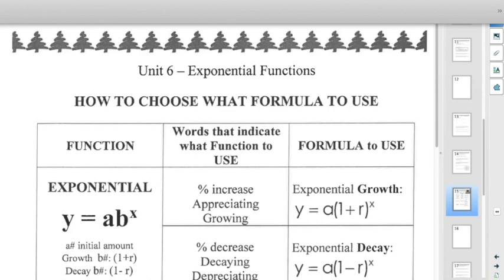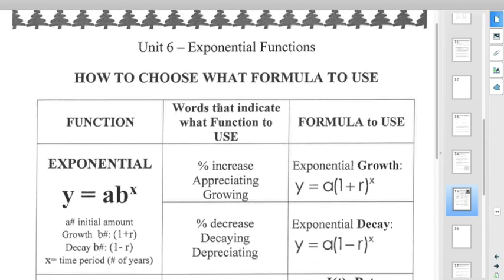Exponential functions, application word problems. So this page that you're looking at here, how to choose what formula to use, is a nice indication to tell you what formula you're using, especially with word problems. So here we know exponential is y equals ab to the x, where a is your initial amount, your starting value, whether you have growth or decay, either 1 plus r or 1 minus r, and then the x represents your time.